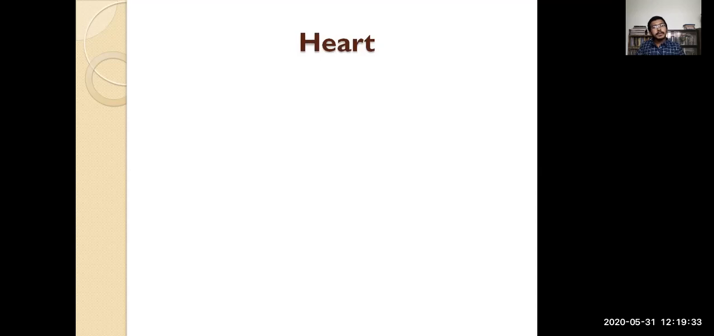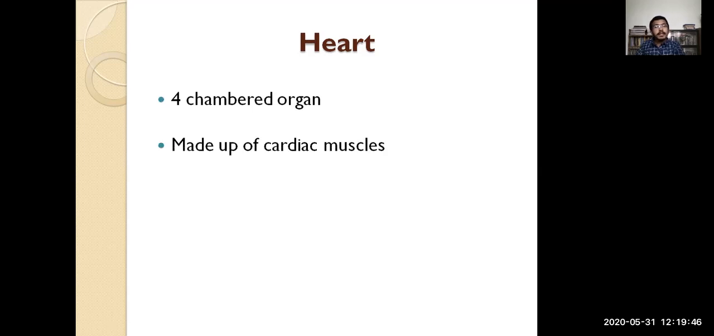So up to this state, we discussed about the different types of the blood cells and plasma. Now we will discuss about the other component of the circulatory system, that is heart. So this heart is a four-chambered organ, and this is made up of a specialized type of the muscle, which is called cardiac muscle. It is called specialized because this cardiac muscle is found only in the heart, not in any other part of the body.